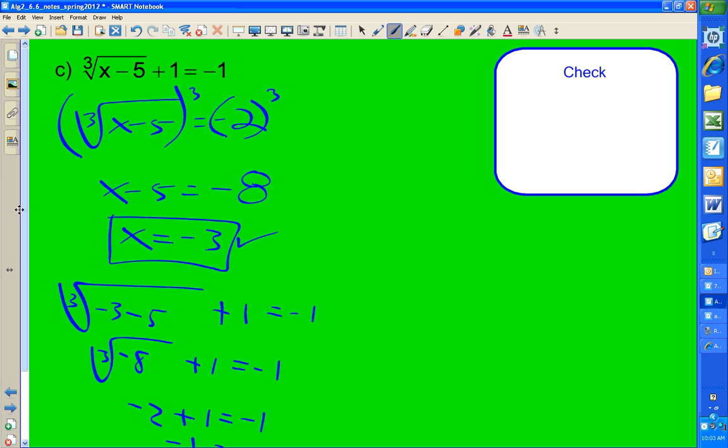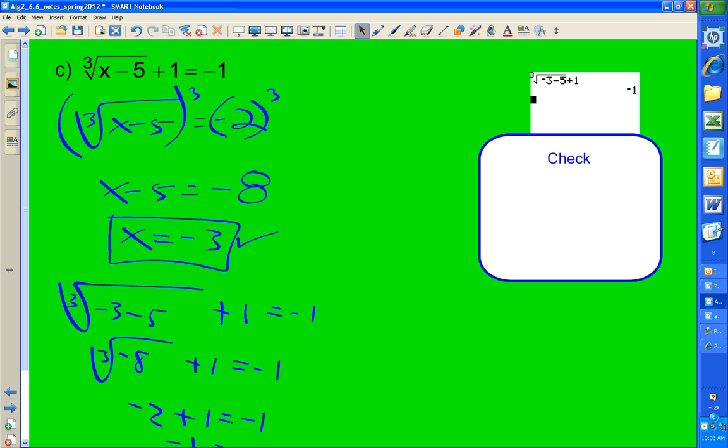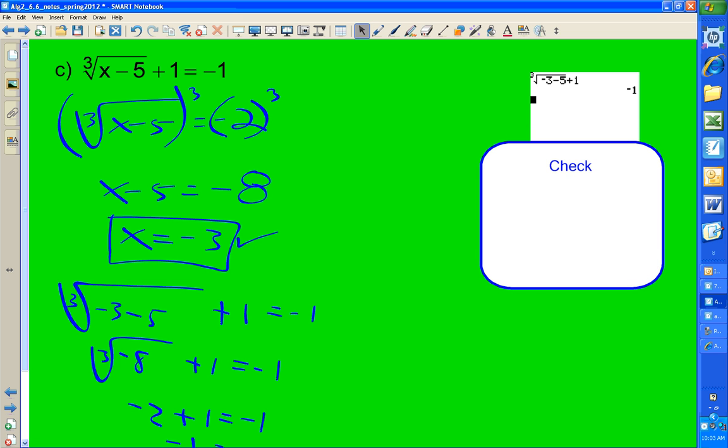Okay? So here's the calculator check for you. And again, it does check. Any questions so far?